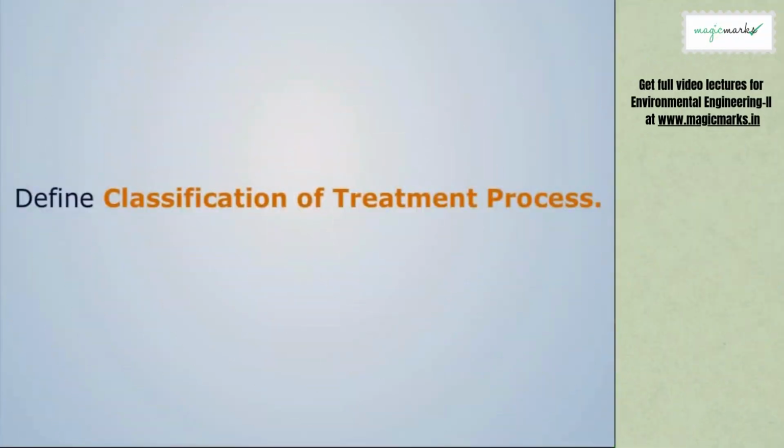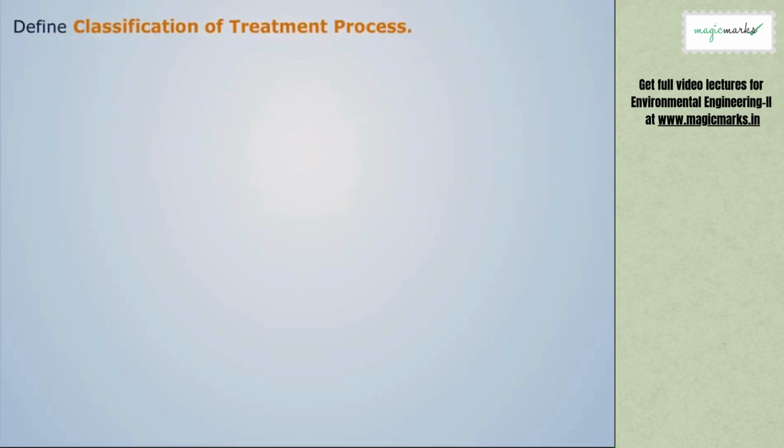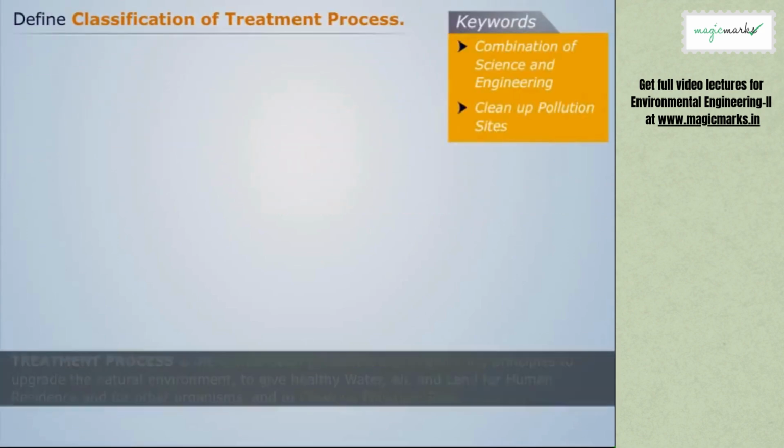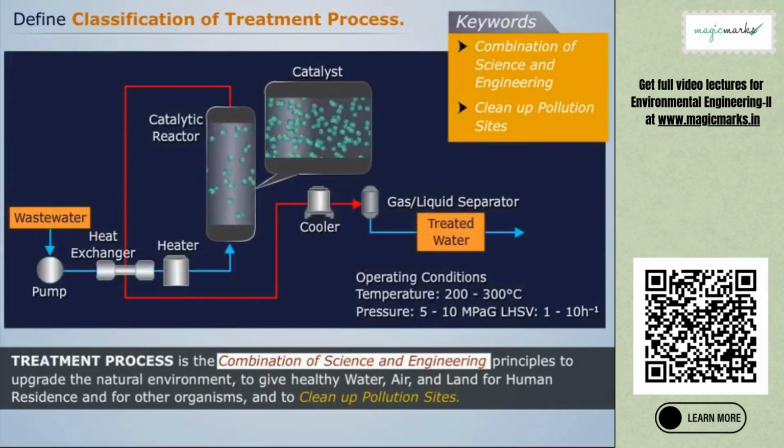Define classification of treatment process. Treatment process is the combination of science and engineering principles to upgrade the natural environment to give healthy water, air, and land for human residents and for other organisms, and to clean up pollution sites.